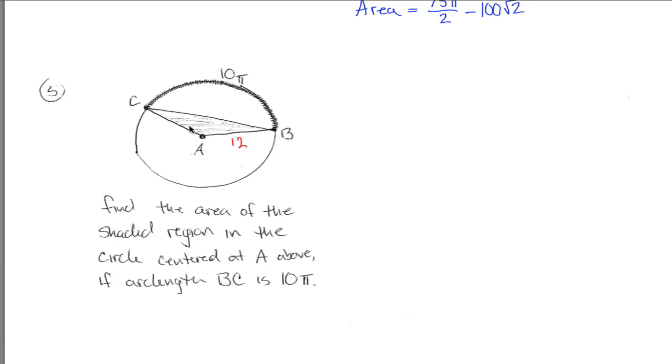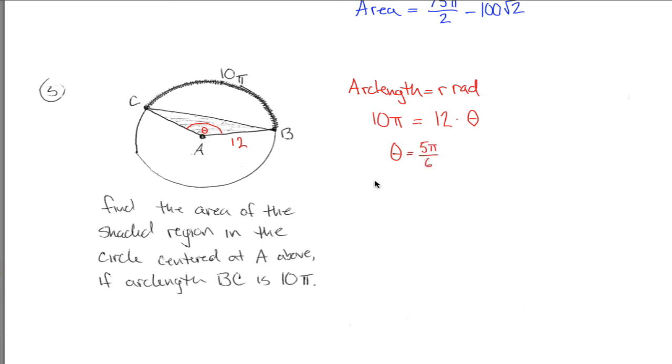I guess the first thing would be to figure out what this angle here is. Maybe I'll draw it in and label it theta. And we can figure out the angle theta using our formula for arc length. We know that arc length is equal to r times radians, the radius times the radians of the angle. And in this case, the arc length is 10 pi, labeled in the picture. The radius is 12, also in the picture. Maybe instead of radians, I'll say theta here. So we can figure out that theta is equal to 10 pi divided by 12, or 5 pi over 6.